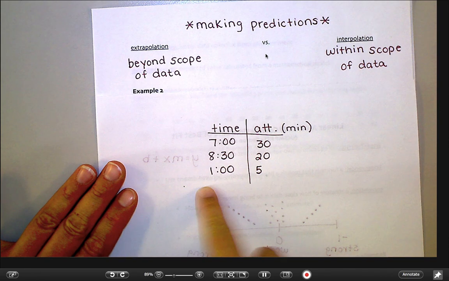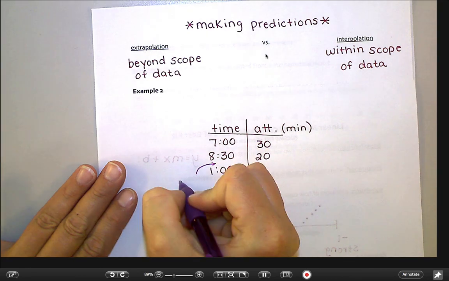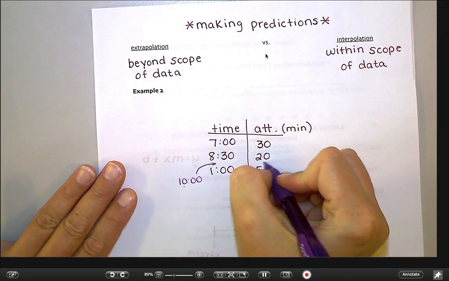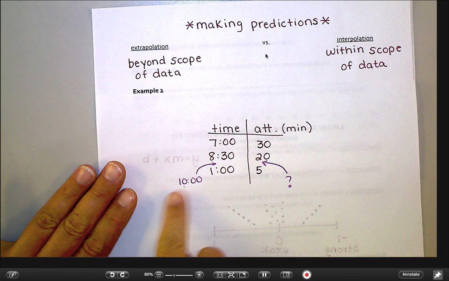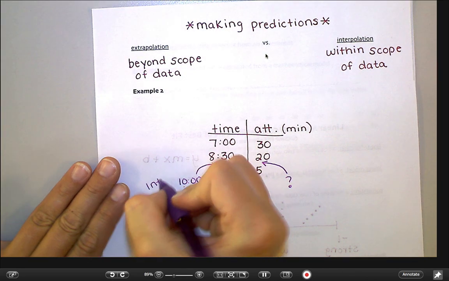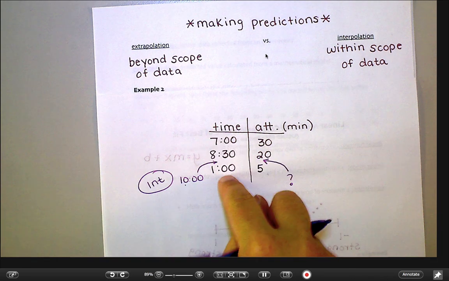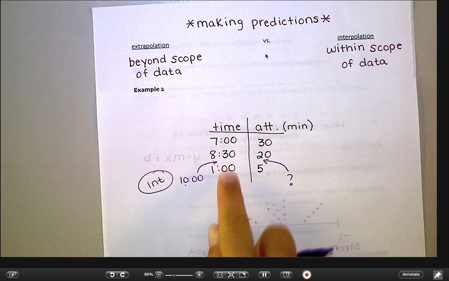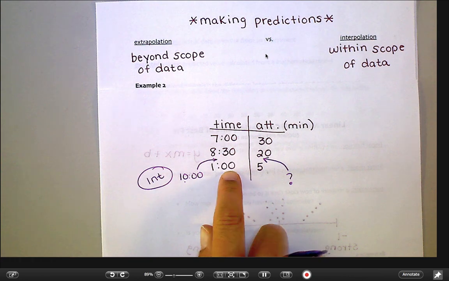If I wanted to come in here and say, if at 8:30 my attention span was 20 minutes, 1 o'clock it was 5 minutes, I wonder what it would have looked like at 10 a.m. And so I try to use my patterns here to figure out what this number would have been. That right there would be interpolation. Okay? Because that's within the scope of the data that I had already collected. It kind of falls within that data. I didn't actually collect the data point at that time, but it's within the scope of the data that I collected.